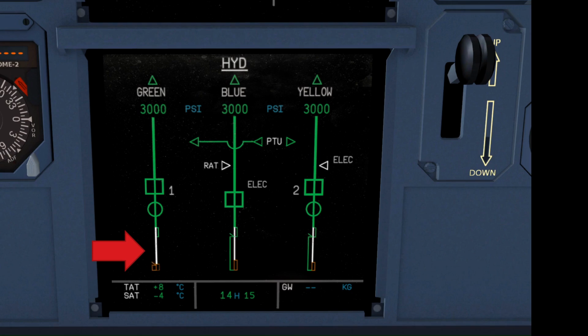Notice how the pointer changes its color to amber. The pressure is now dropping rapidly due to the lack of fluid. The PTU activates to try to maintain pressure in the green system. The system's color changes to amber except for the hydraulic pump, which remains green. It was expected that the entire pump symbol would change to amber, so this indication seems incorrect. Let's check the overhead panel for further indications.